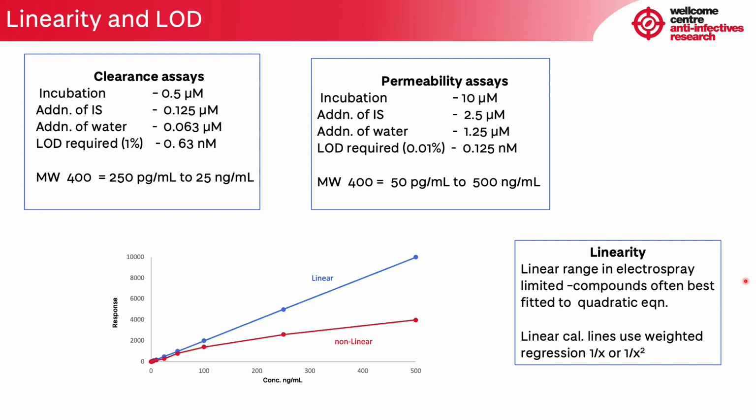For electrospray, the linear range of compounds is often limited, 3 orders of magnitude or less. The response of a compound over the range required for a permeability assay will often approximate to a non-linear quadratic response rather than linear. Even where compounds display linear behavior, the regression line in electrospray has to be weighted as 1 over x or 1 over x squared.